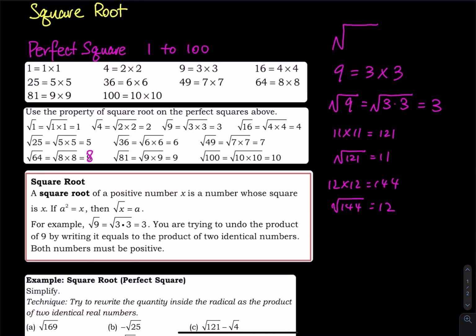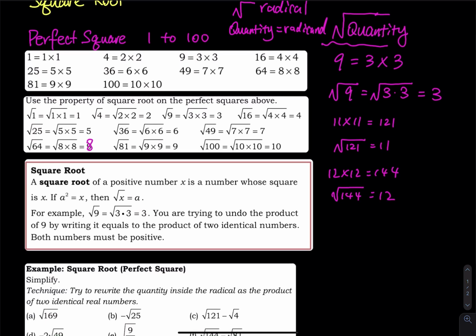So this symbol, the symbol right here, is called a radical. So basically for a square root, you will see the radical of a quantity. This symbol, we call this a radical. R-A-D-I-C-A-L, radical. And then the quantity, we call that a radicand. And then for square roots, the square root of a positive is equal to a positive.